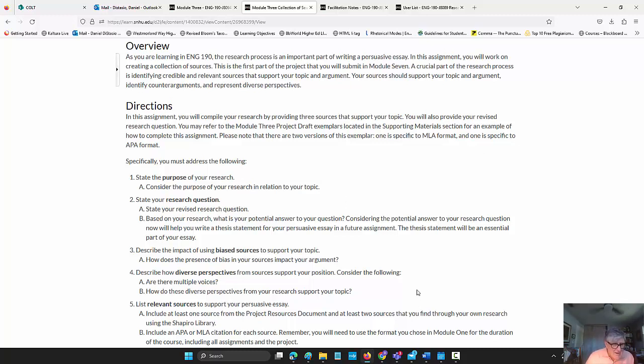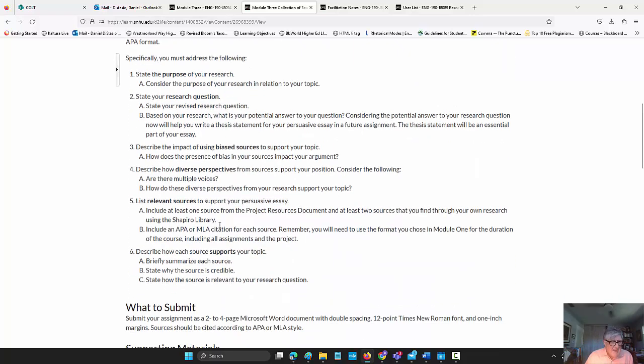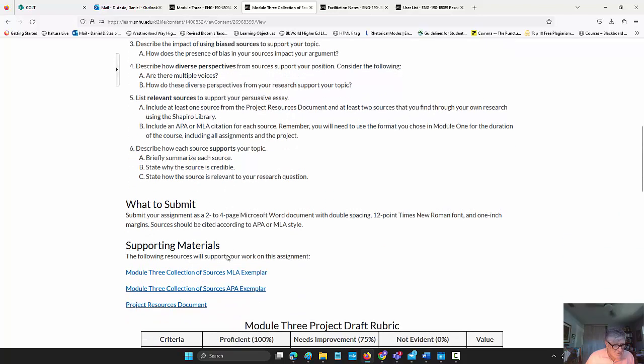Additionally, describe diverse perspectives from your sources, if they exist. Are there multiple voices? Do they give an objective voice of giving both sides of the topic? And then you're going to list the relevant sources and describe each source briefly. You're going to summarize. You're going to talk a little bit about what the credibility is, and then you'll state briefly how the source is relevant to your research.